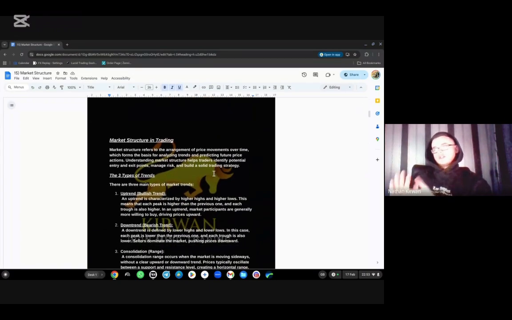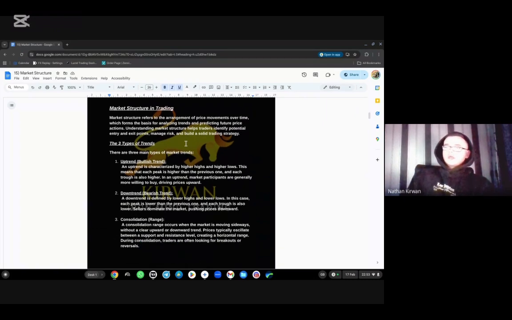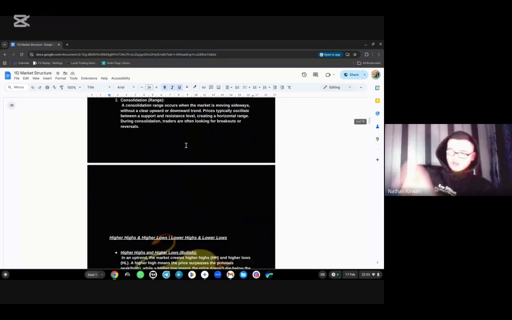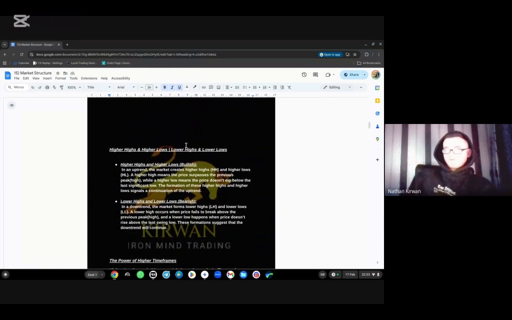Market structure refers to the arrangement of price movements over time, which forms the bias for analyzing trends and predicting future price action. Understanding market structure helps traders identify potential entries and exit positions, manage risks, and build solid trading strategies.